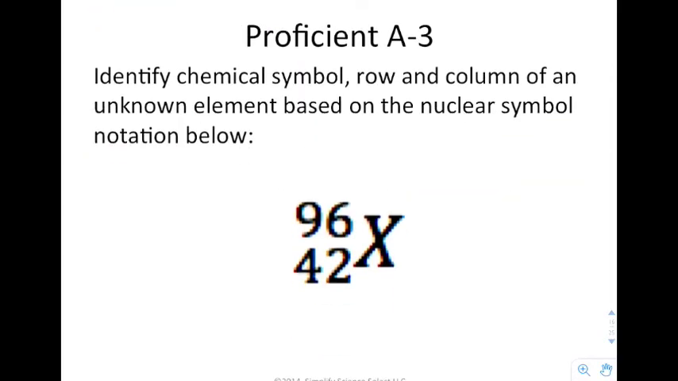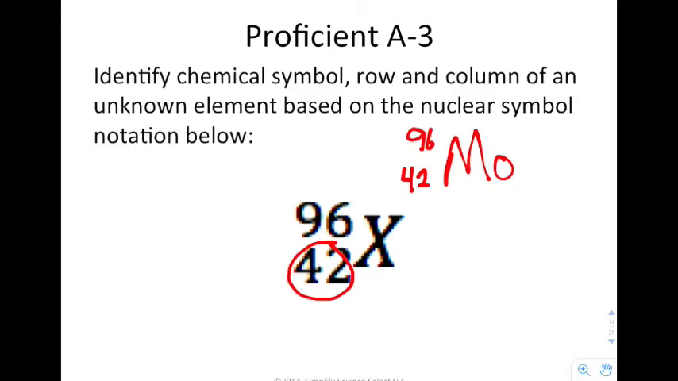Whenever we look at this one, it says identify the chemical symbol, row, and column of an unknown element based on the nuclear symbol notation below. So if you were to look at this, the first thing we do is we say, okay, there are 42 protons. The fact that there are 42 protons lets me know that it's going to be molybdenum, which is Mo. Because of that, I can actually write it as 42 and 96. Now, if I want to see what column it's in, I would look on the periodic table and I would give it a number.